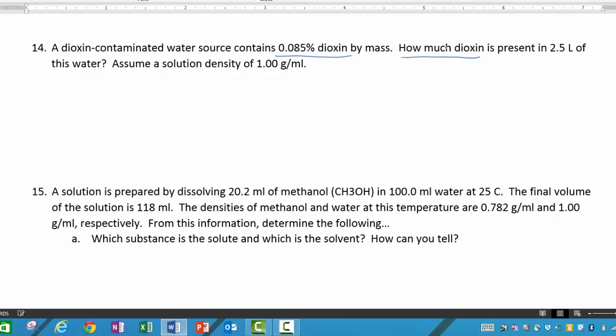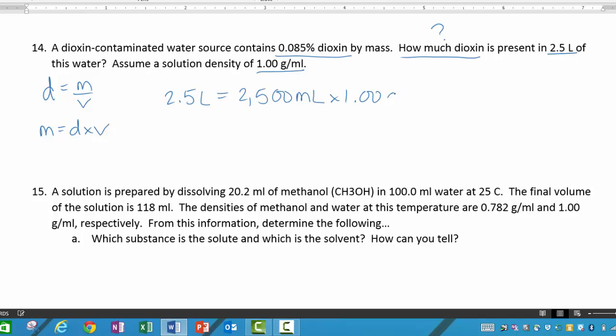we want to know how much dioxin there is in 2.5 liters, and we are given a density. So when you notice you're given a volume and a density, remember since density is mass over volume, then we can rearrange this. Mass equals density times volume. So if you're given a density and a volume, you can find a mass. So my volume is 2.5 liters, but my density is in milliliters. So let's convert that into milliliters. There's 1,000 milliliters per liter, and it's 1.00 gram per milliliter. So that means I have a 2,500 gram sample.